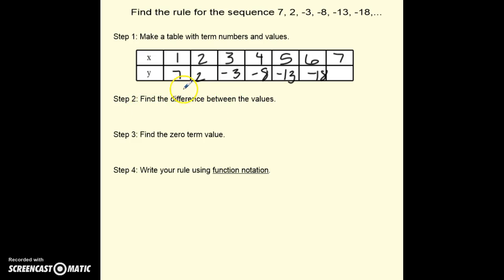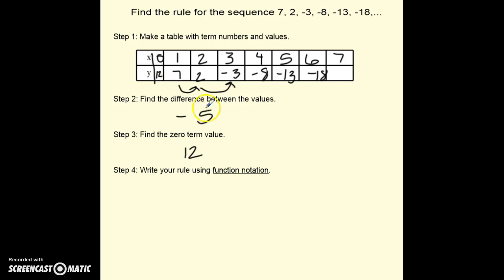Step 2 says find the difference, so I need to know how is it changing each time. And if I go from 7 to 2, we are subtracting 5. Next thing is to find the 0 term, or the y-intercept, the starting value. So I need to go back one step, so instead of subtracting 5 to the right, we're going to add 5 to the left. So 7 plus 5 would give us 12.